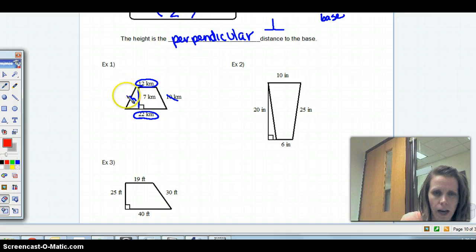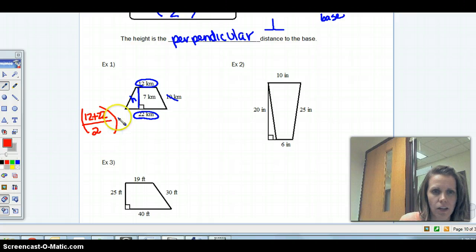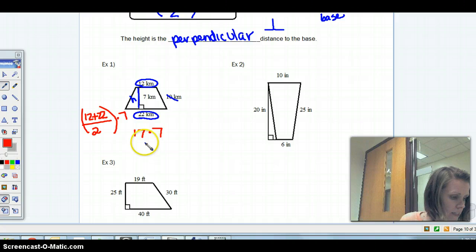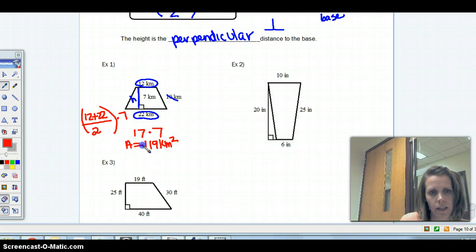So you're going to do your two bases, add those together. So 12 plus 22 divided by 2. You're going to do that first. And then you're going to multiply your height. Okay? So 12 plus 22 divided by 2 is going to give you 17. So I'm going to write it down here. 17 times 7 is going to give us 119. So 119 kilometers squared, just like yesterday, is going to be the area of this trapezoid.